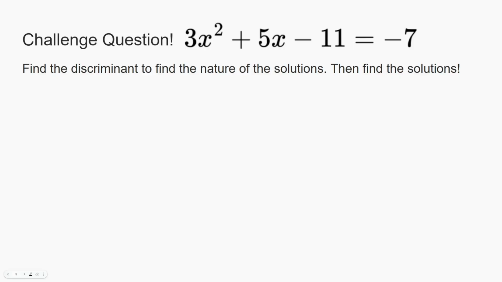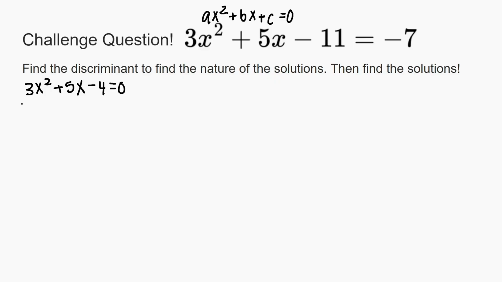We've reached our final challenge question. Here we're given 3x squared plus 5x minus 11 equals negative 7, and we want to find the discriminant, find the nature of the solutions, and then find the solutions themselves. So first, let's start. We have 3x squared plus 5x minus 11 equals negative 7. That's not in the proper ax squared plus bx plus c equals 0 form. So let's change it. Adding 7 on both sides gives us 3x squared plus 5x plus 7... equals negative 4. Now we have something we can work with.